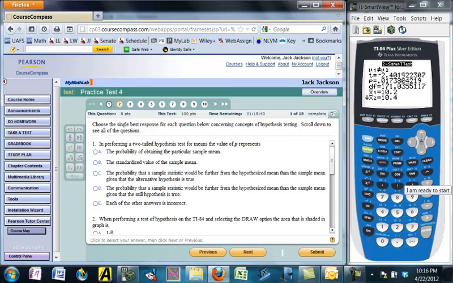Okay, choose a single best response for each question below concerning concepts of hypothesis testing. Scroll down to see all the questions. Okay, number 1, in performing a two-tailed hypothesis test for means, the p-value represents, let's see, standardized value, sample mean, no. Probability of attaining particular sample mean. Probability that the sample statistic would be further from the hypothesized mean than the sample mean, given that the alternative hypothesis is true. That's it right there.